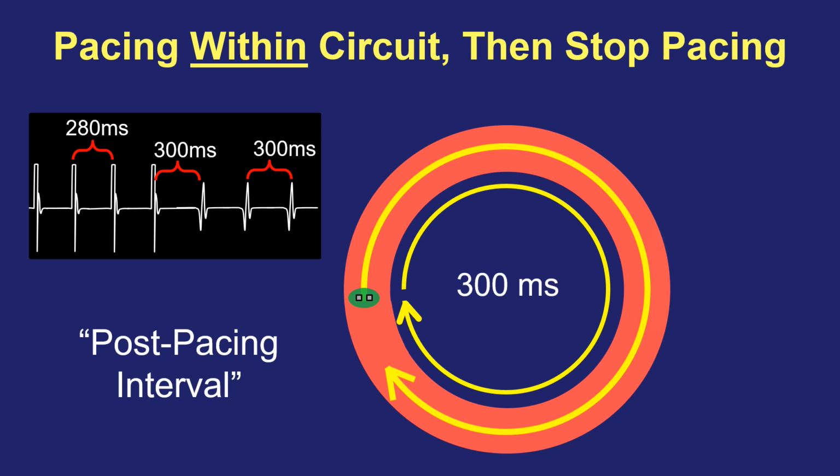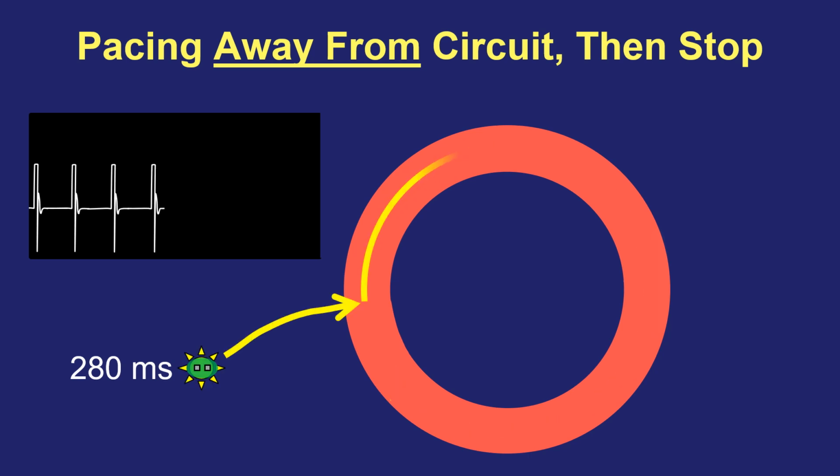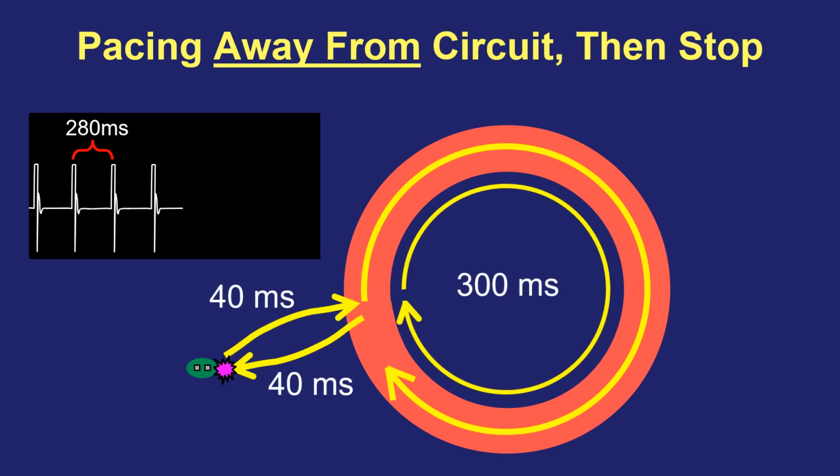and that tells you that you must have been pacing within the circuit. In contrast, if you are entraining and recording from away from the circuit, then you're going to again see pacing artifacts at the rate of pacing. Here we are at 280 milliseconds, and now we're going to stop pacing. That last paced pulse is going to send a wavefront to the circuit, around the circuit, and then back to your recording site. And now the post-pacing interval is going to be longer than the tachycardia cycle length because it includes the time it took to get to the circuit, around the circuit, and back.